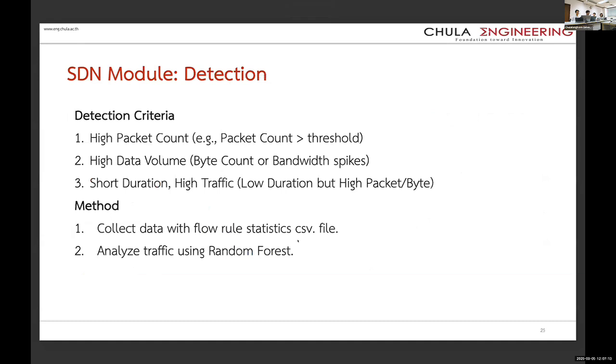Okay, to detect the DDoS attack, we focus on 3 indicators. The first is high packet count, the second is high data volume, or bandwidth or byte count spike, and the last one is short duration with high traffic. The method that we use is to collect data with the flow rule statistics CSV file, and we analyze the traffic using the random forest.